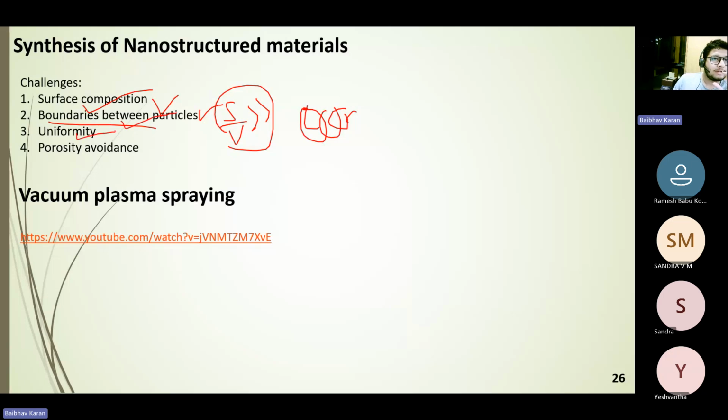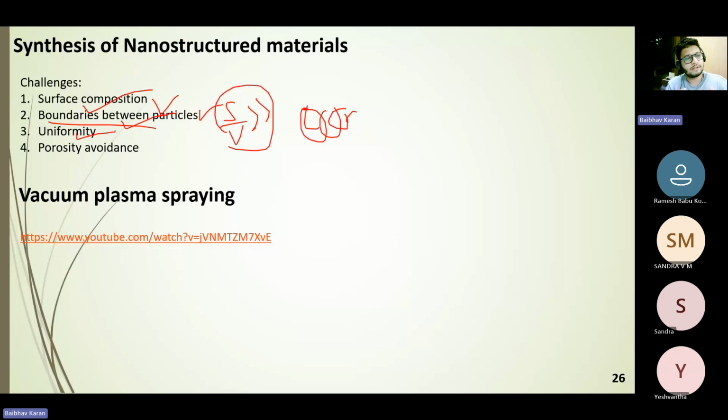Then uniformity: whether the size of the particles and the shape of the particles are uniform or not during the synthesis. This is one more point to be taken into account. And porosity, if we are producing nanoparticles. What is porosity? First tell me. Porosity is when there is a gap in the proper arrangement. If there is a crystal structure, then we are producing the grains. From the crystal structure there are grains, and if the grains are not fused properly with each other, or there is no proper grain boundary, or there is some material missing, this is known as porosity. Or there is an air bubble.